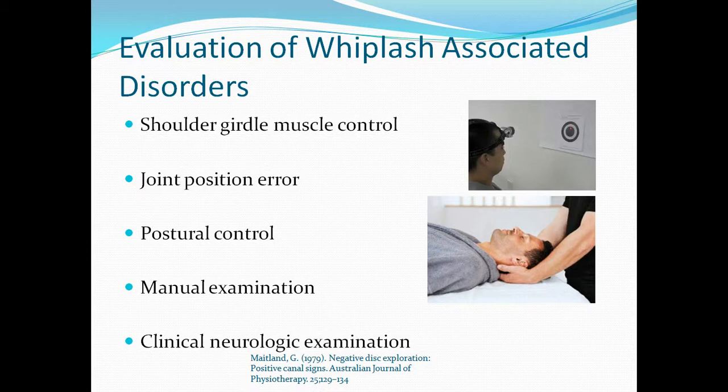Continuing on with our objective examination, we're looking for shoulder girdle muscle control, assessing for joint position error. Joint position error can be tested if the neck range of motion allows. This test can be performed in supine. The patient is asked to close their eyes and the physical therapist passively rotates their head. The patient, with the eyes still closed, is asked to return their head to a neutral position.